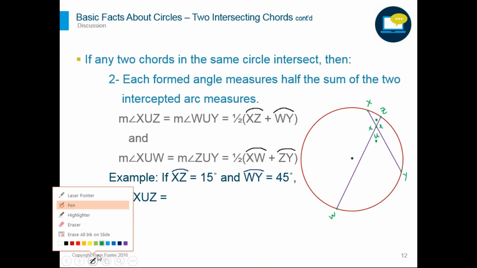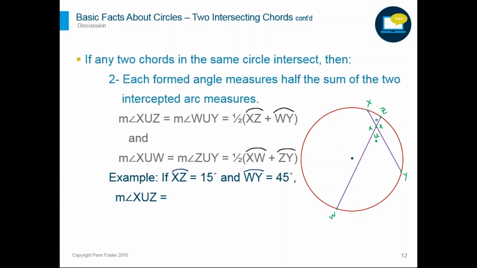Okay, which arcs are they referring to? For these angles, I'm going to mark them in purple. I'm looking at this arc, the arc measure WY, and also the arc measure XZ, because these two arcs are the arcs that these two angles intercept. If you add the measure of arc WY plus the arc measure of XZ, take the half of that, that will give you the angle measure of this angle, which is also equal to the angle measure of this angle.